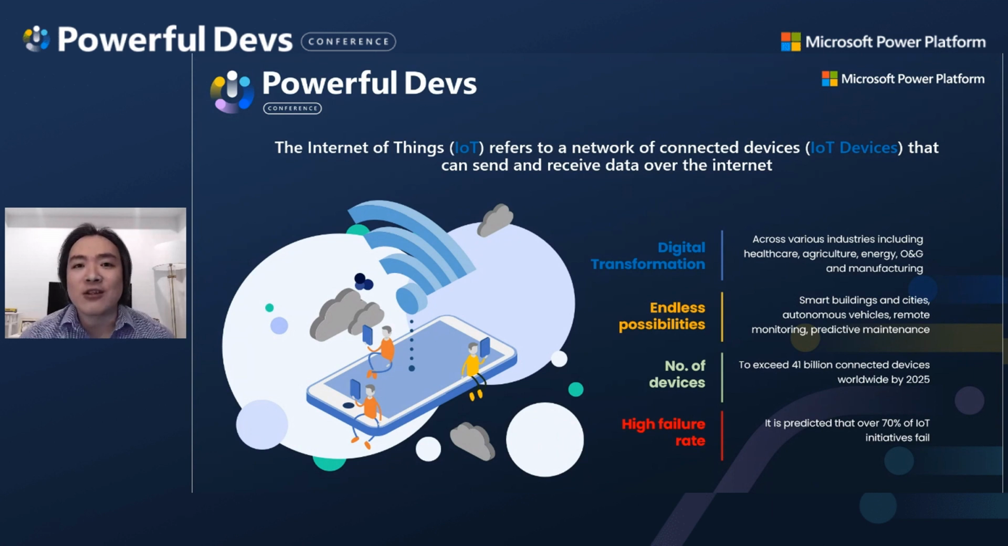IoT is already leading transformation across a number of industry verticals, from healthcare, agriculture, energy, oil and gas, and manufacturing, as an example. There's so many possibilities when it comes to IoT, with use cases around smart buildings and cities, autonomous vehicles, remote monitoring, and predictive maintenance. And no wonder it's predicted that by 2025, there'll be over 41 billion connected devices worldwide. However, despite this number, 70% of IoT initiatives fail. So why do you think that is?